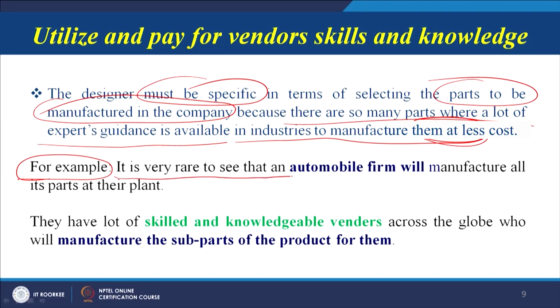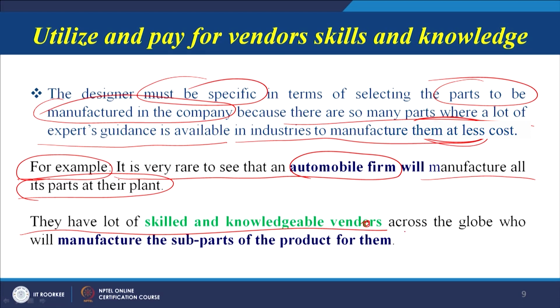For example, this is a very good example. It is very rare to see an automobile company manufacture all its parts at their plant. You can take an example of different manufacturing companies or an automobile manufacturing company. There are so many big giants even in India who are manufacturing automobiles, starting from cars to trucks. They may not be making each and every part of the truck or a car by themselves, but they have a lot of skilled and knowledgeable vendors across the globe who will manufacture the sub parts of the product for them. They also have their sister concerns or ancillary units or OEMs through which they will buy the parts and then use these parts to assemble the automobile.